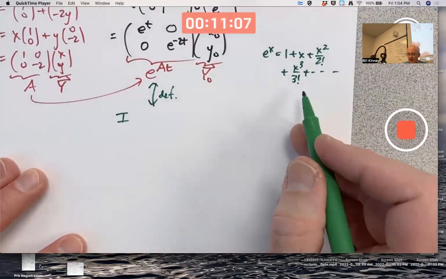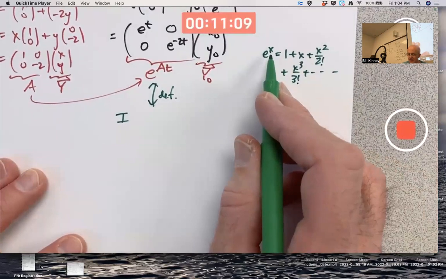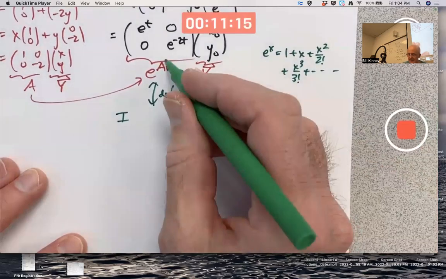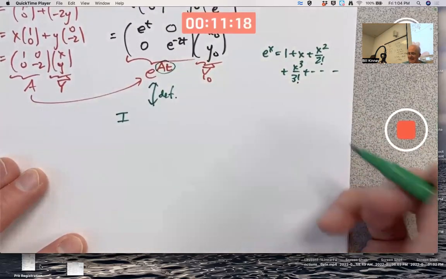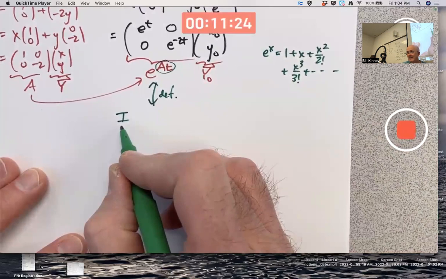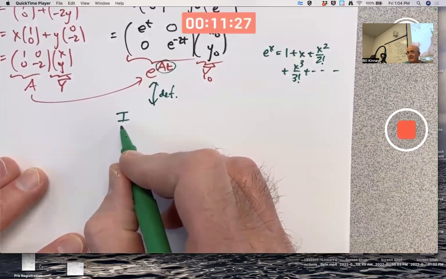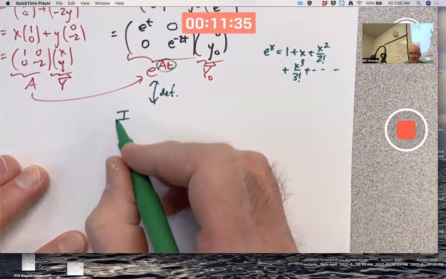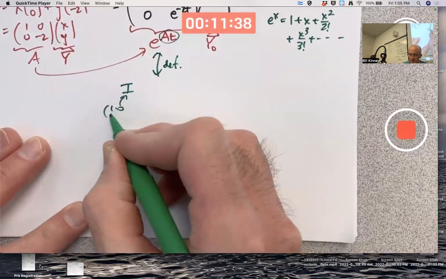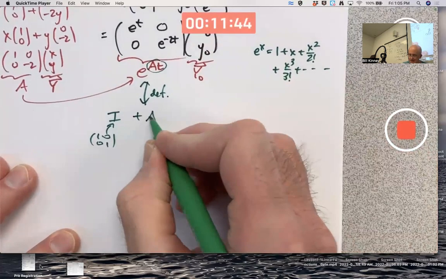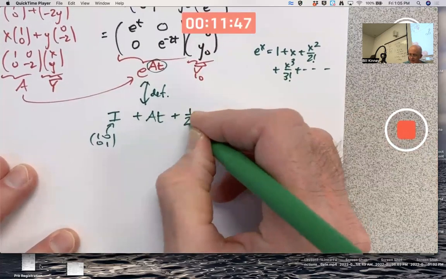What's the matrix analog of this, where x, instead of being a number, is a matrix? Well, just replace all those x's with A times t in this case. That's acting like the x. And I guess the number 1 should get replaced by the identity matrix, because I, the identity matrix, acts like the number 1 for matrices. It's the multiplicative identity. I times any matrix is that matrix. For the 2 by 2 case, this is 1, 0, 0, 1. Replace all those x's with A times t. I'll put the factorials in front.